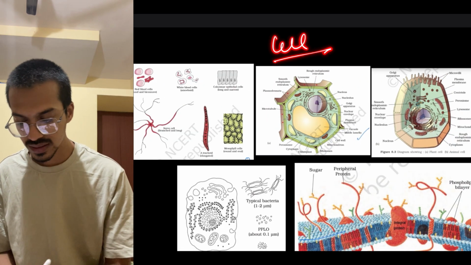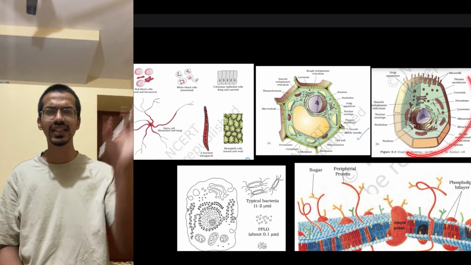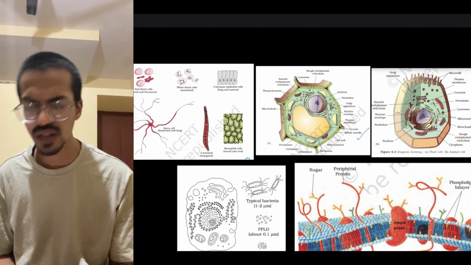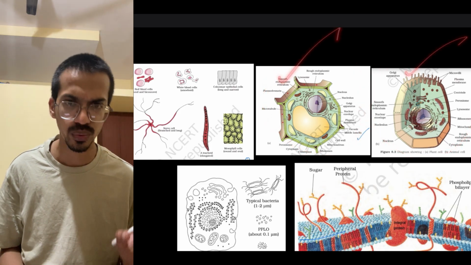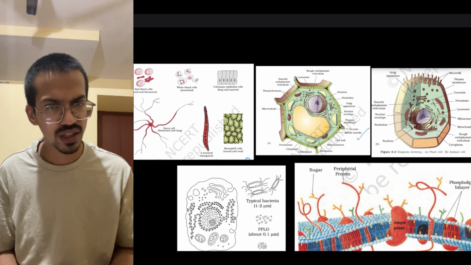In the cell chapter, this is the plant cell, this is the animal cell. You see this. Normally questions don't come directly from this diagram, but we won't be taking any chances. So see this carefully and what are the parts present. If you have studied all the organelles, this is much easier to understand.